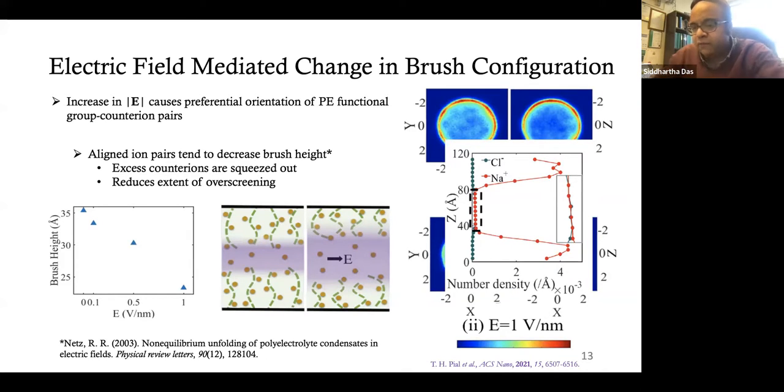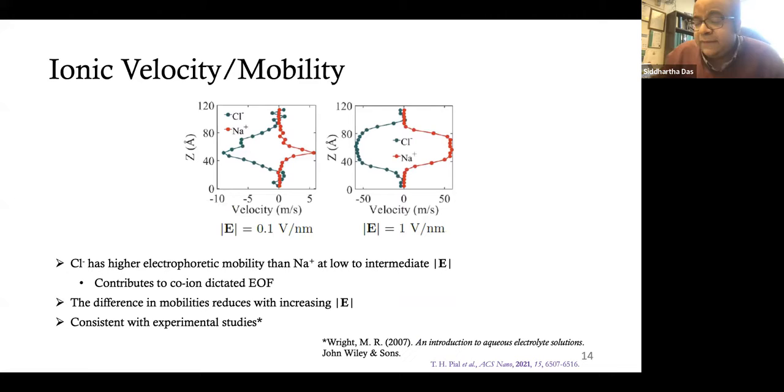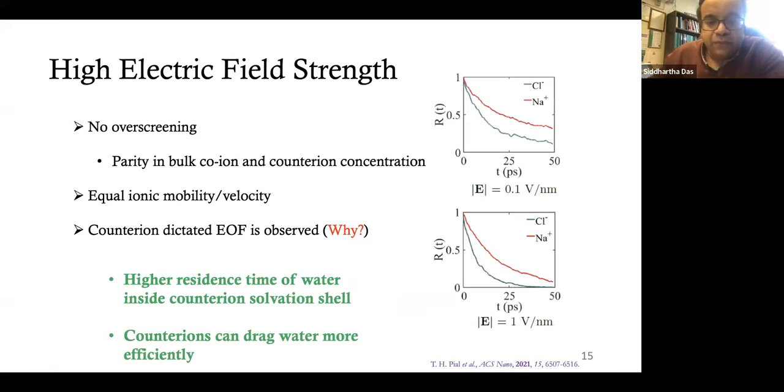So here is the scenario for a large electric field. There is no more overscreening, so there is no imbalance of plus and minus ions in the bulk. If there is no plus and minus ion imbalance in the bulk, what is causing the electroosmotic flow? We checked the ionic velocity and mobility. We found that at large electric field, there is no difference between the sodium and chloride ions. So then we checked the residence time of water inside the solvation shell of both the sodium and the chloride ions, and found that the residence time is much larger for the sodium ion for both the large and the small electric field strength.